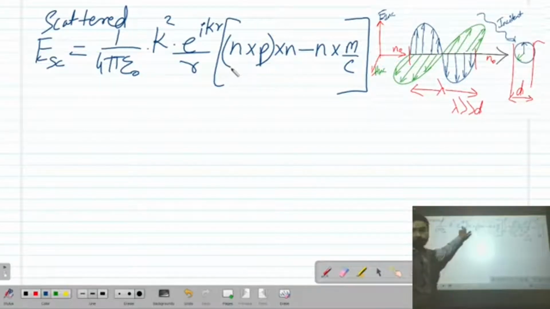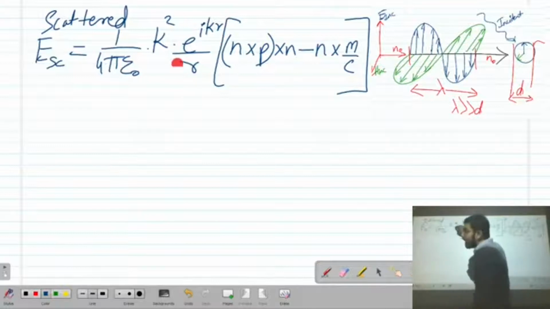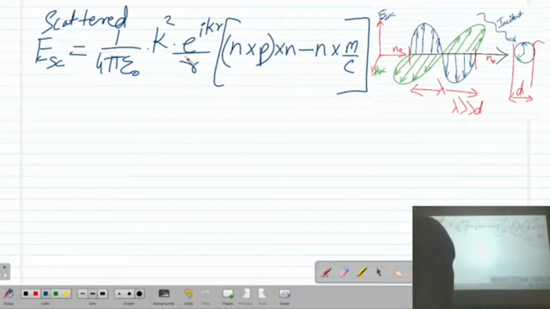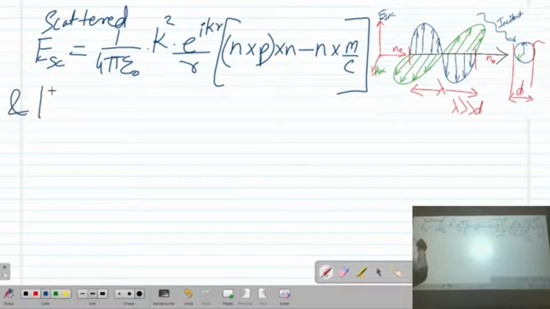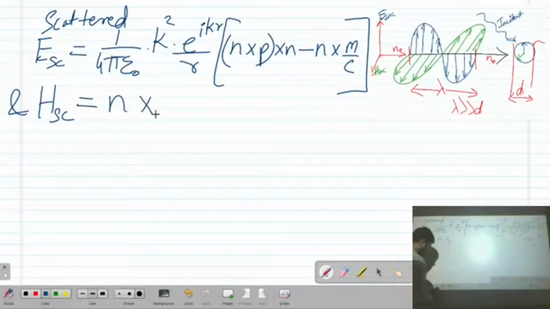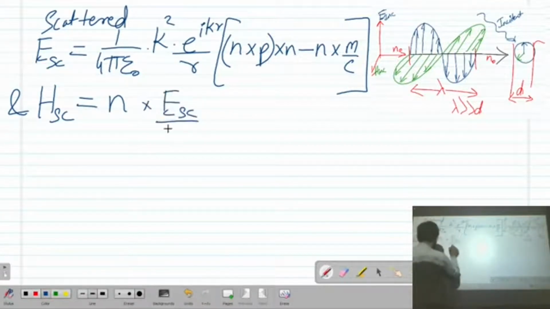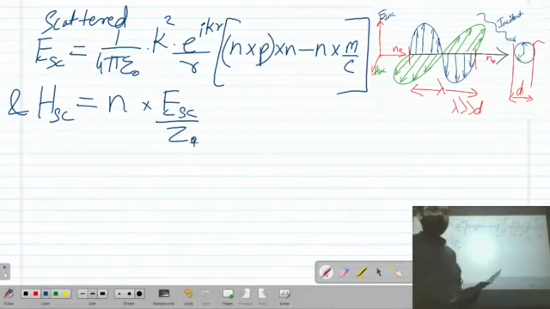And this is for the spherical wave term. Similarly, we will have H scattered, the H component with respect to scatter, which is n cross E scattered divided by Z0. This will be the same as compared to the previous one.